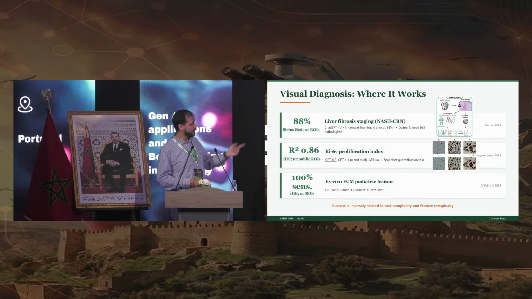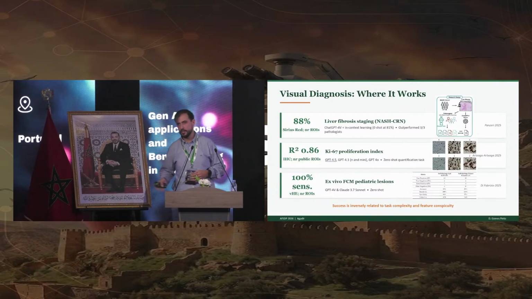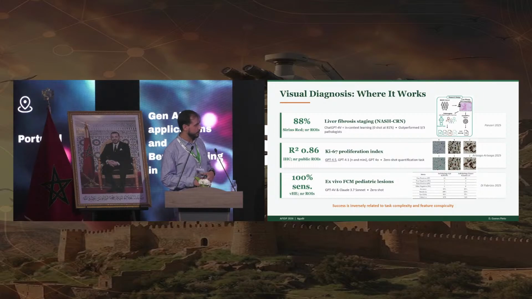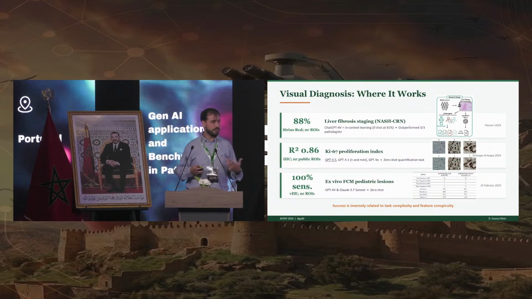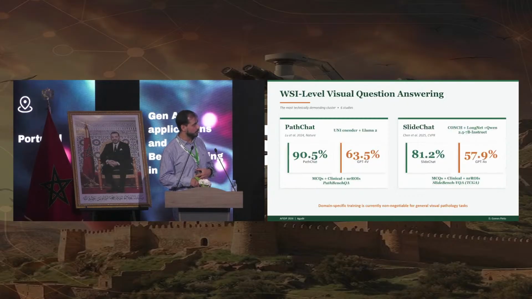And the last one is they simplified the problem. So they wanted to see neoplastic versus non-neoplastic. And for neoplastic, it had 100% sensitivity in digital H&E from fluorescence confocal microscopy, a frozen section context in pediatric lesions. So I think it's easy to see from these data that success is inversely related to task complexity and feature conspicuity. So the less complex and the more conspicuous a given feature is, the easier it will be for these models to find.